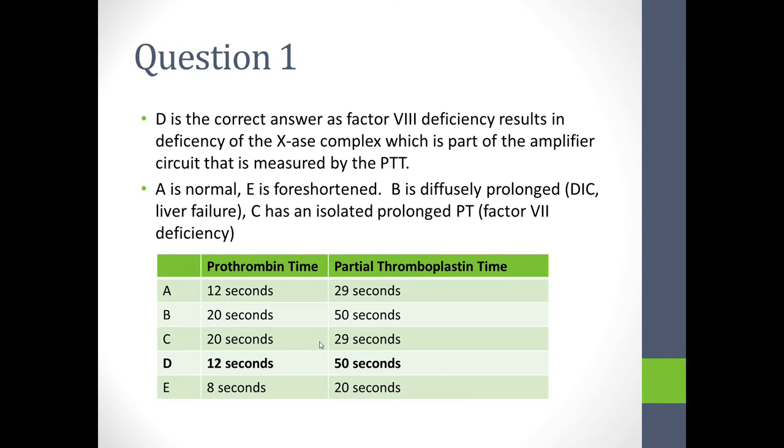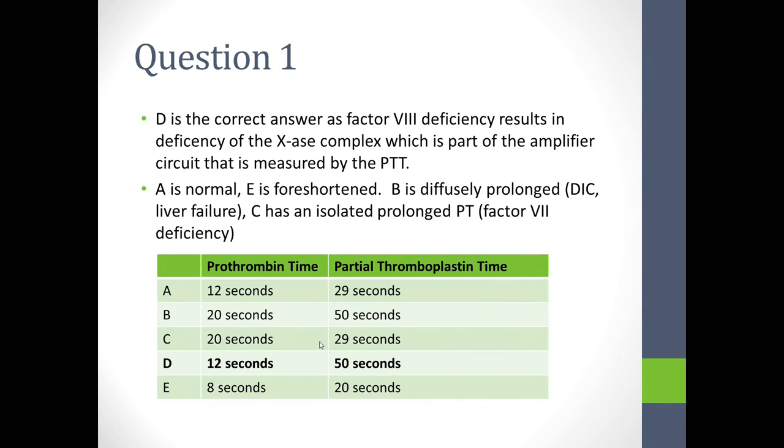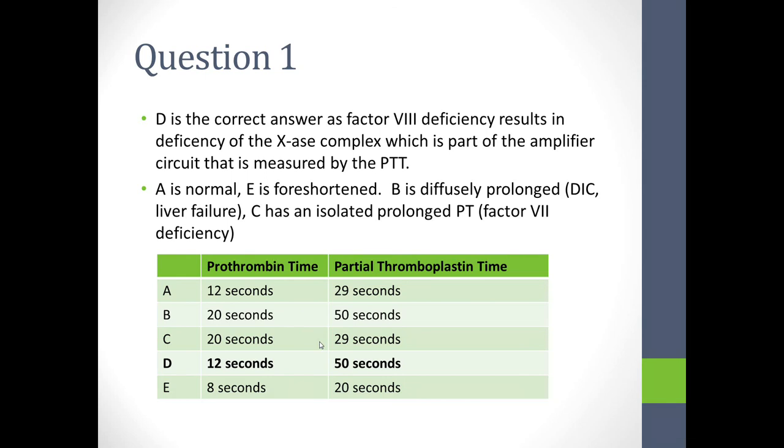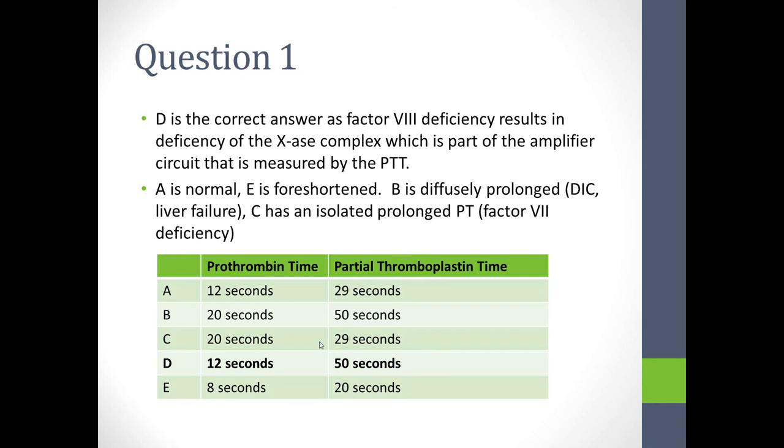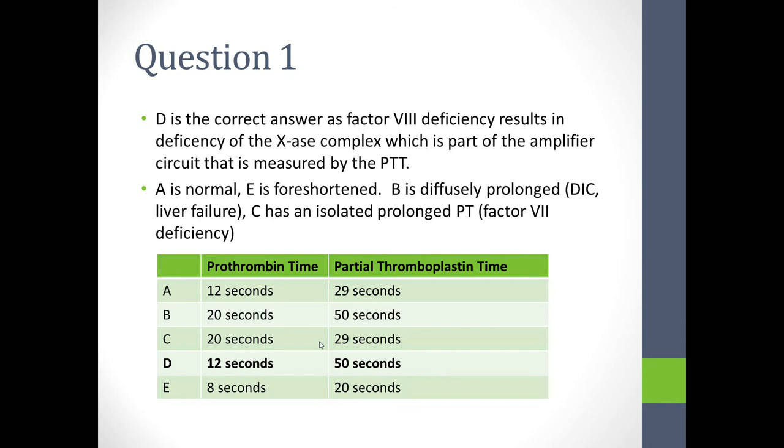And the answer is D. Option A is normal. Option B is both prolonged. And this would be an example of a multi-factor deficiency, such as liver failure or disseminated intravascular coagulation. C is prolongation of the prothrombin time, which would be consistent with factor 7 deficiency. D is the correct answer, and E, of course, is foreshortened.